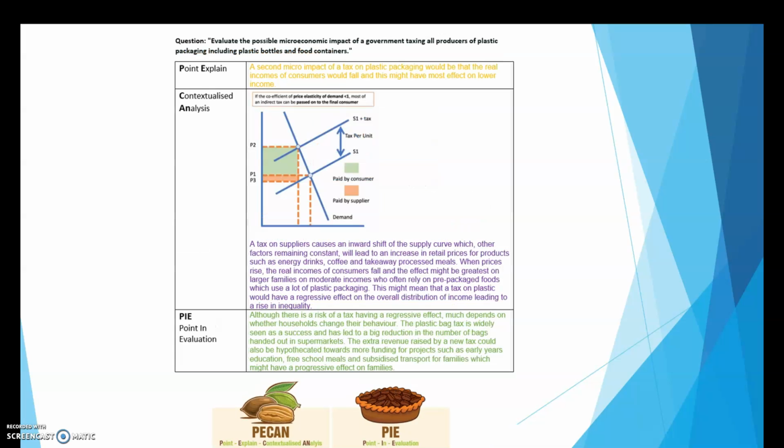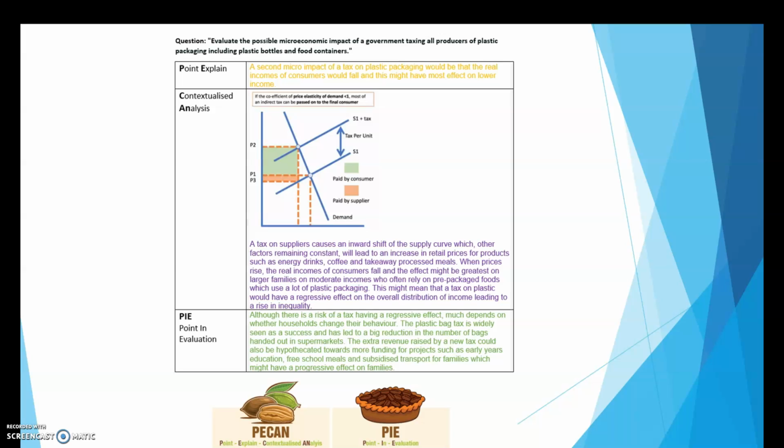Okay, one last example. Same question, this time the point. We're looking at the microeconomic impact of the government taxing all producers of plastic packaging, including plastic bottles and food containers. So the second point would be that real incomes of consumers would fall, and this might have most effect on lower income households. Clearly there's going to be a regressive impact here. We can see inelastic demand, we see a tax being imposed, and we can see the prices going up from P1 to P2.